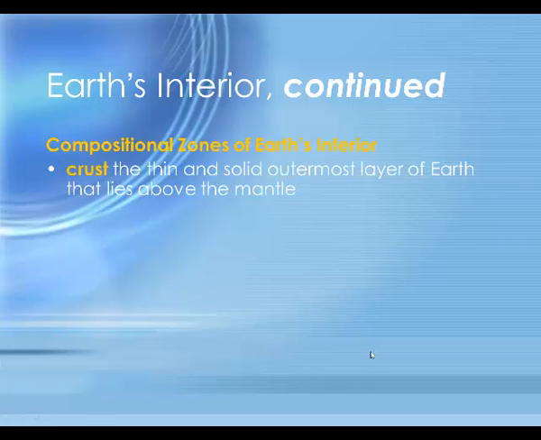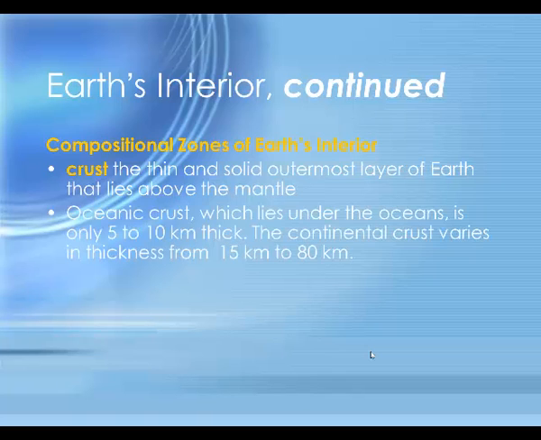So the compositional zones of our Earth include the crust, which is the thin outermost layer of our planet. It lies above the mantle. Oceanic crust has a thickness of about 5 to 10 kilometers. The continental crust varies in thickness from 15 to 80 kilometers. The difference here is that we have to consider mountains. Mountainous peaks are going to have a much greater depth than, say, those areas that are close to sea level.